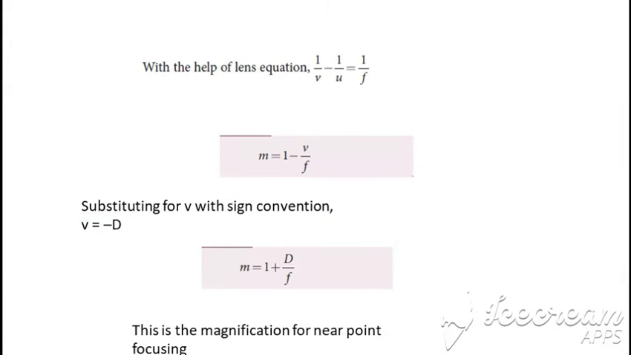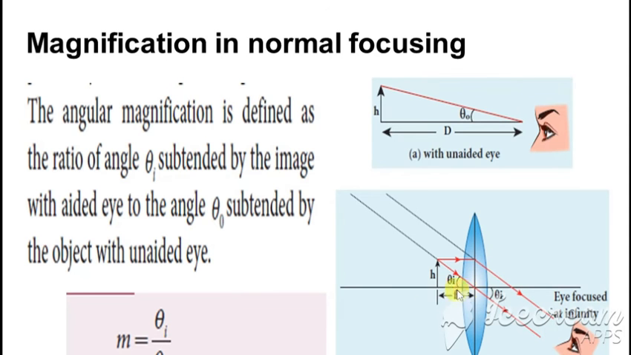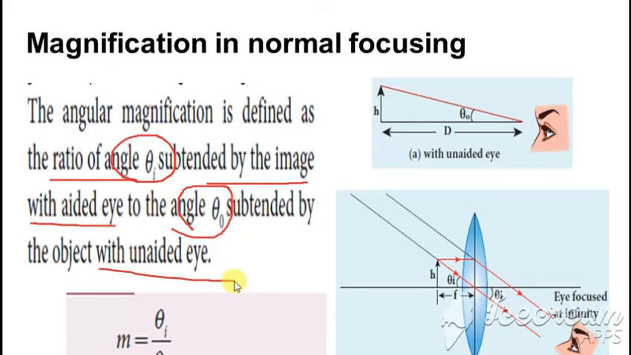Clear with this? Okay, so next we are going to see the normal focusing. So for magnification in normal focusing, the angular magnification is defined as the ratio of the angle theta I subtended at the eye to the theta naught with the unaided eye. Okay, so we are going to have the two focusing. What is said here is the eye will be relaxed when the image is at infinity, because in normal focusing the eye will be relaxed, is it not? Since the eye is relaxed, we are going to see with the angle here. Because it is viewing at a larger distance, so angle. So with the unaided eye and with the aided one.